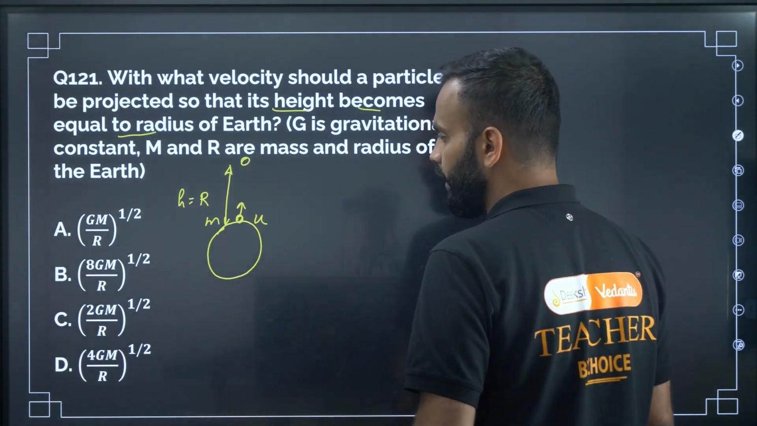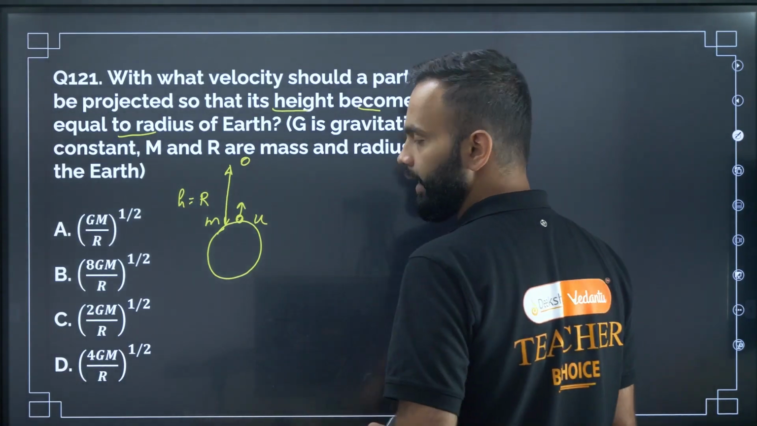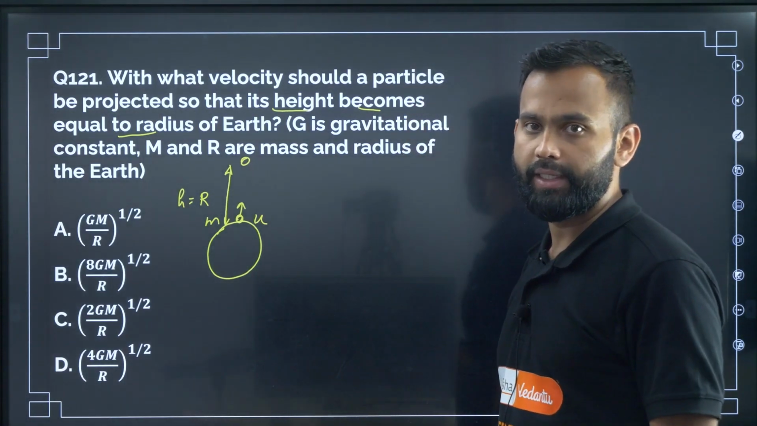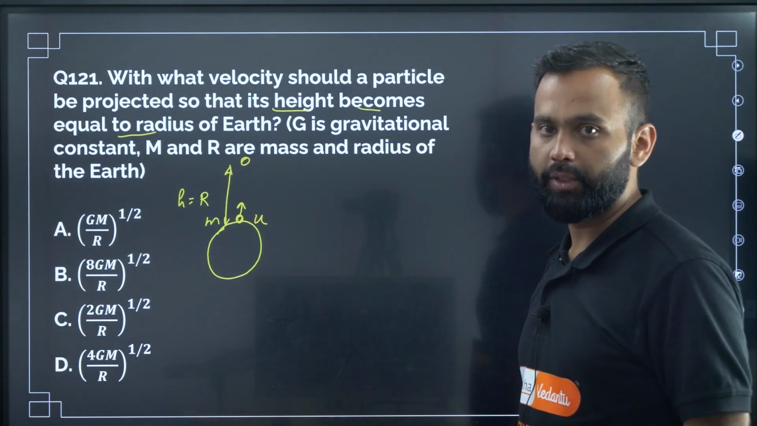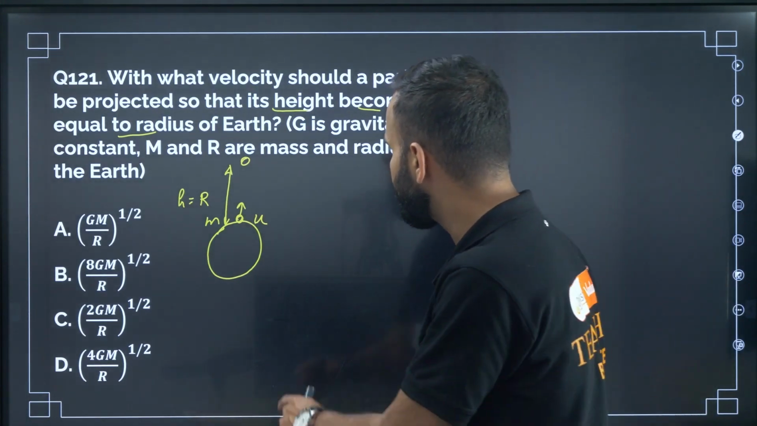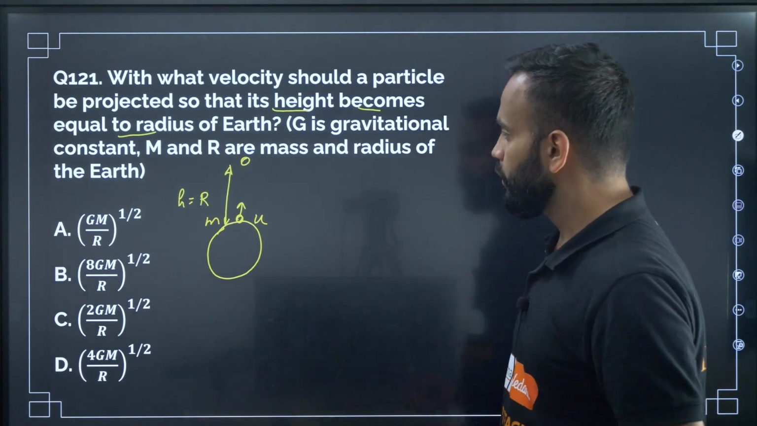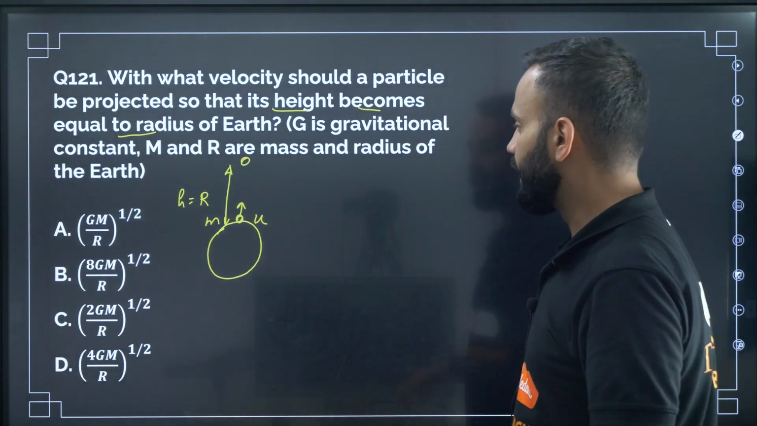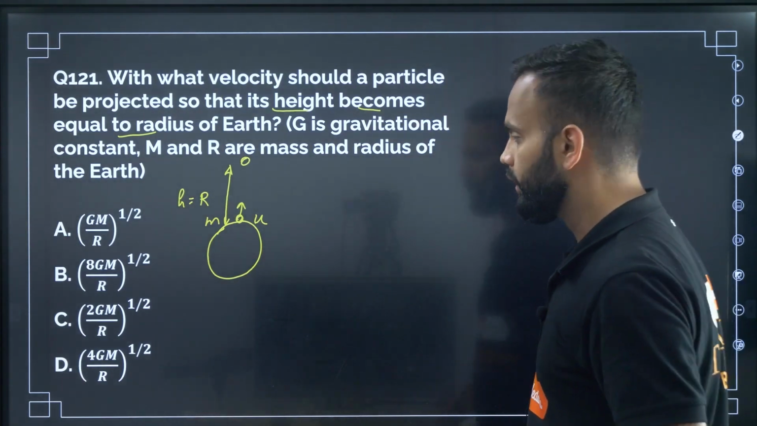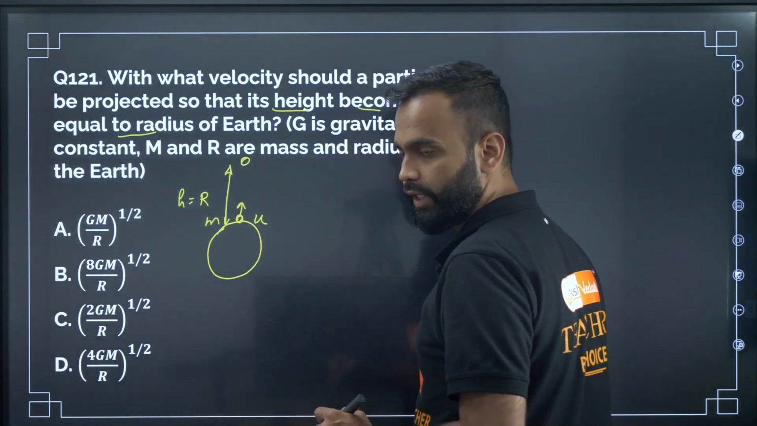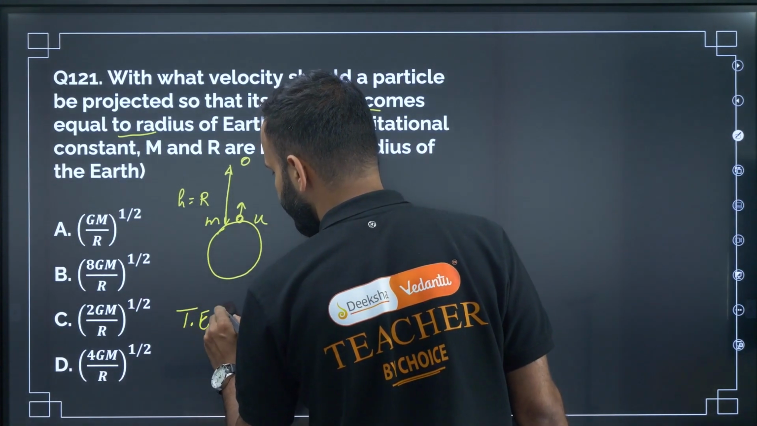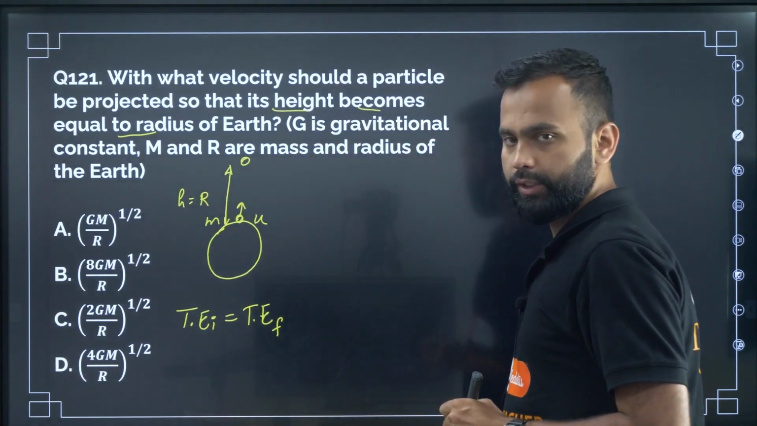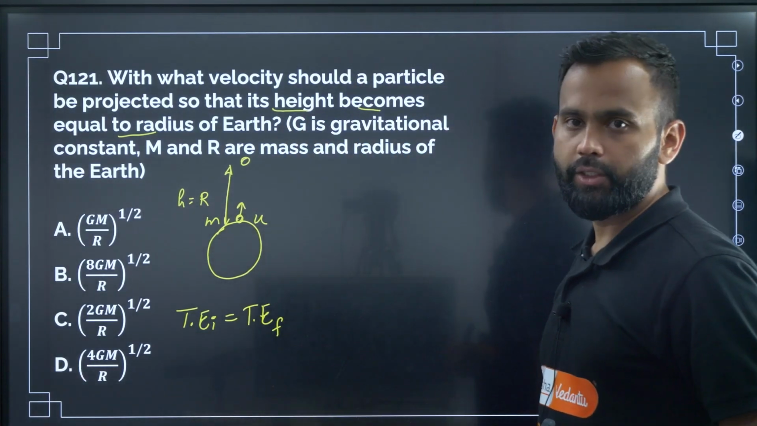So here we need to apply the conservation of energy theorem, right? Why? Because there is no external force acting on our system. So what is our system? Our system is particle and earth. So there is no external force acting on our system, we can conserve the energy. So now apply the conservation of energy theorem. Initial total energy is equal to final total energy.